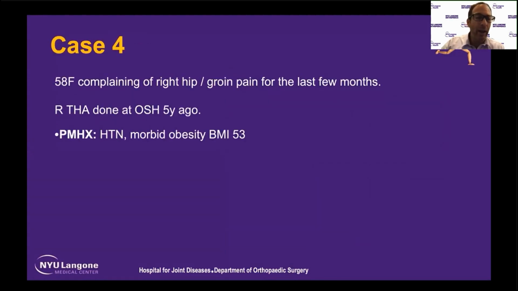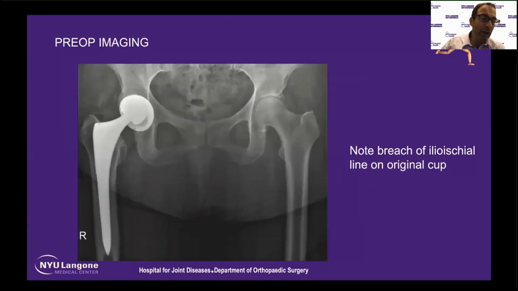So another case, a 58-year-old female complaining of right hip pain. Right THA was done about 5 years ago. Patient is obese. Her BMI is 53. Unfortunately, I can't tell the patient that we cannot operate on her due to her BMI, because you can all see what happened. She had a polyethylene that fractured or dislodged. She's currently articulating with her head on her cup.